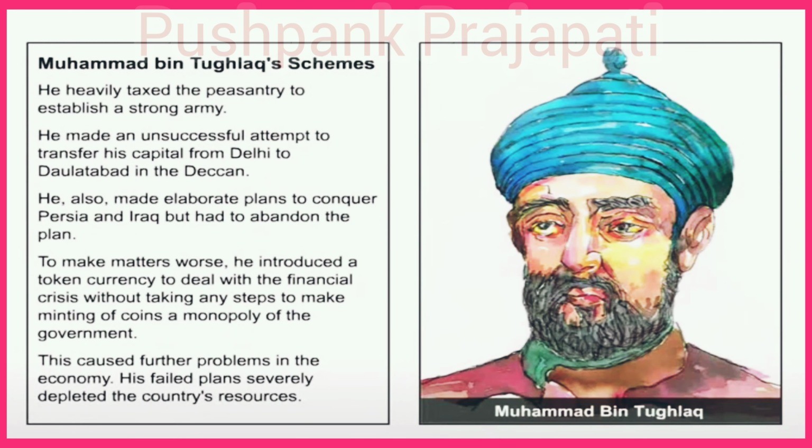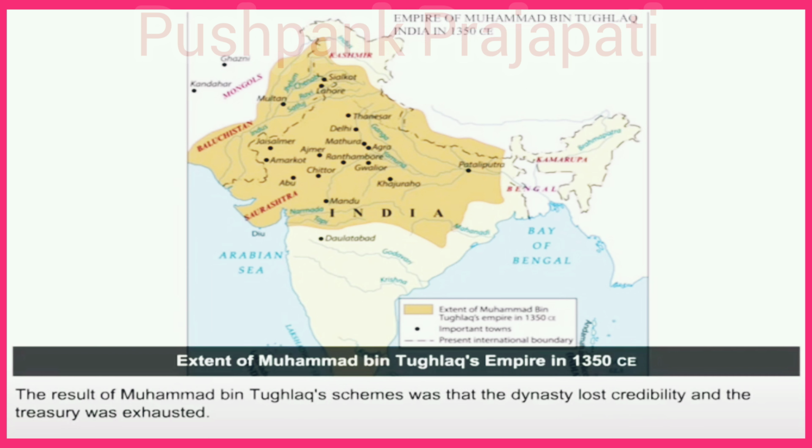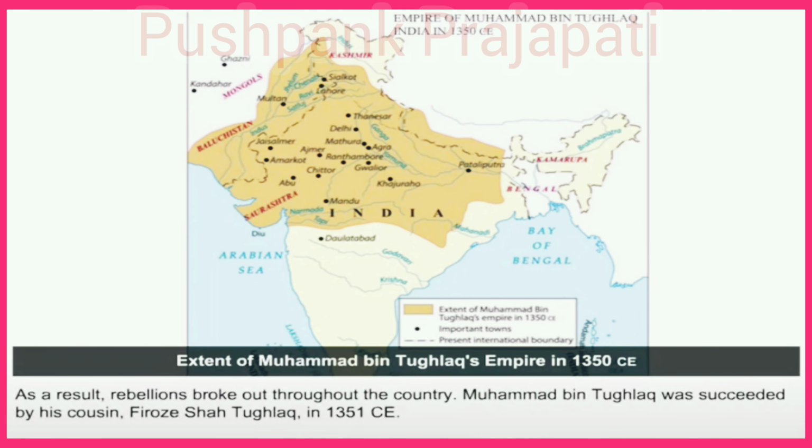Firoz Shah Tughlaq. The result of Muhammad bin Tughlaq's schemes was that the dynasty lost credibility and the treasury was exhausted. As a result, rebellions broke out throughout the country. Muhammad bin Tughlaq was succeeded by his cousin Firoz Shah Tughlaq in 1351 CE.